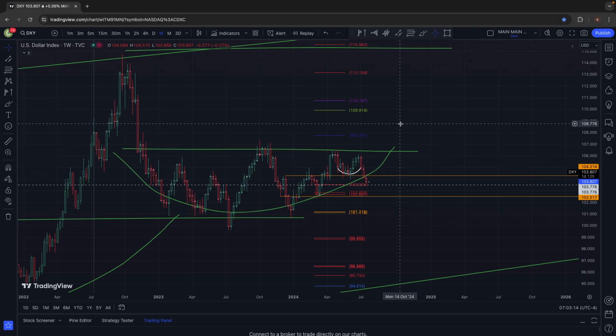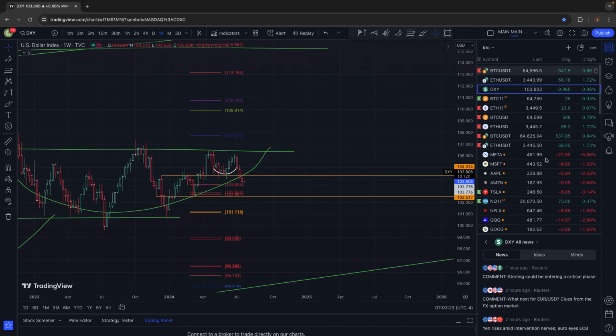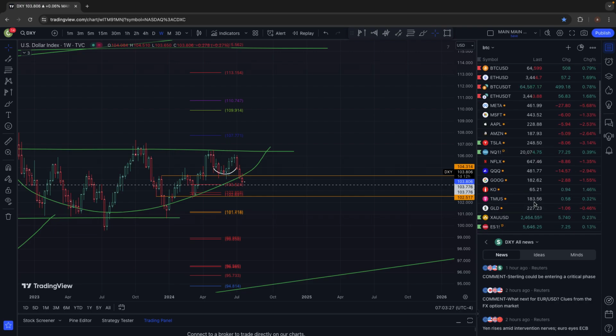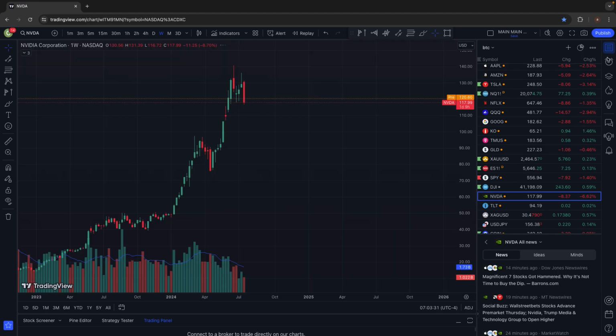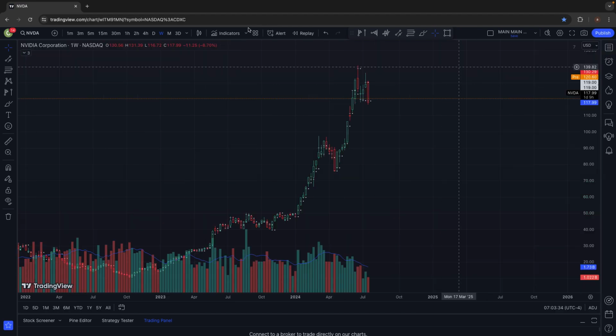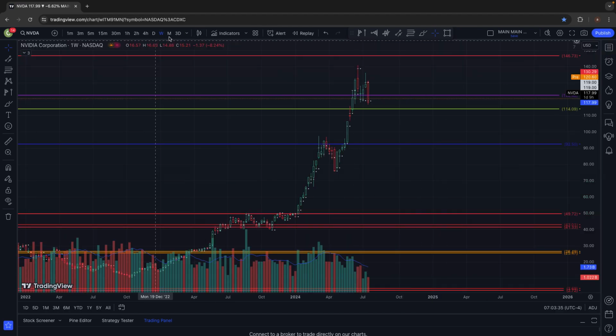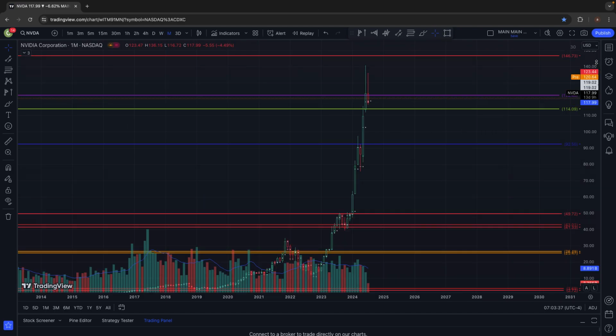If so, that means that inverse relationship wise, if Dixie goes up, we are putting in a local top of Bitcoin and ETH and tech right now. And NVIDIA is the only thing right now that's pulling back. I mean, NVIDIA was also the leader. So just be aware that there's stuff going on.